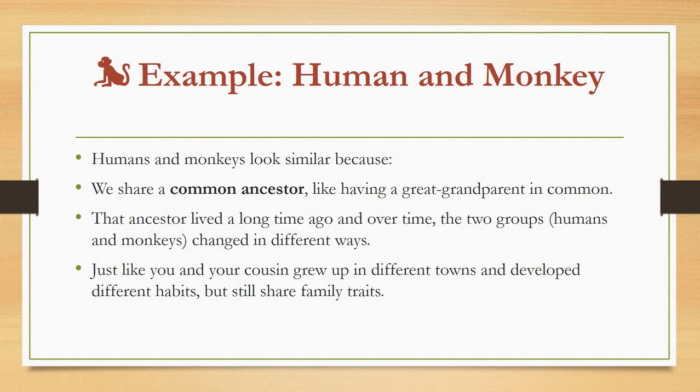Example: human and monkey. Humans and monkeys look similar because we share a common ancestor, like having a great-grandparent in common. That ancestor lived a long time ago, and over time the two groups, human and monkey, changed in different ways. Just like you and your cousin grow up in different towns and develop different habits but still share family traits.